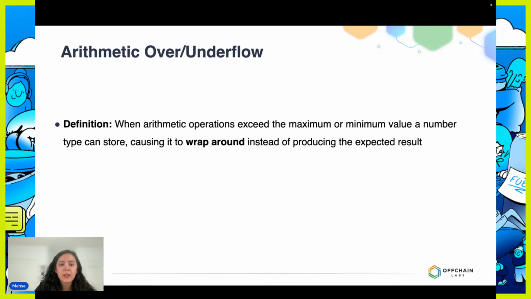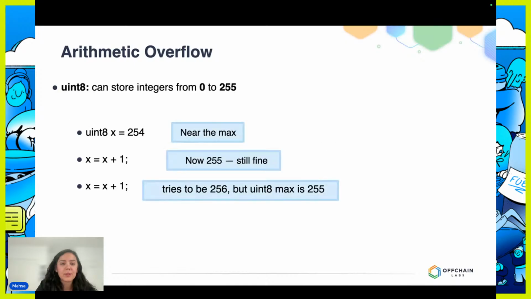And what happens is it causes the value to wrap around instead of going forward or backward and creating the expected result. And this may sound simple, but it can lead to a lot of high-profile security incidents. It can reset some counters or some votes. Let's jump in and you'll see what happens.